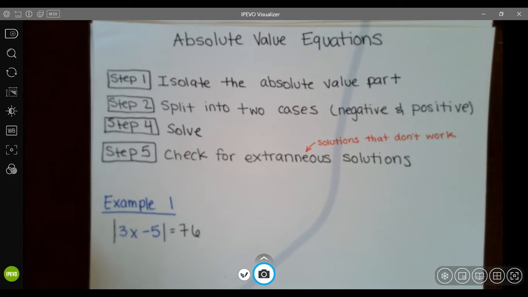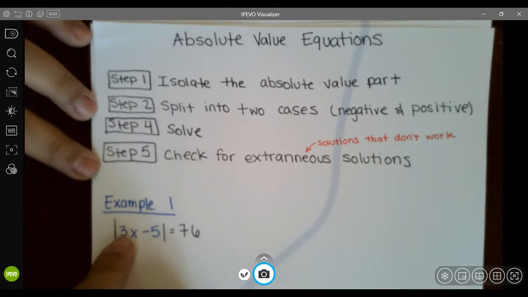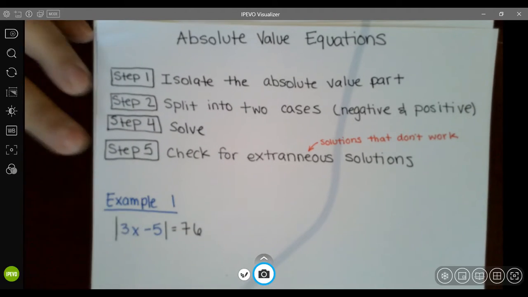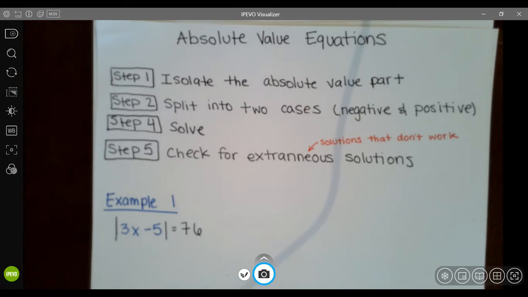So today we're going to go over absolute value equations, and here are the steps that we're going to take. Step 1, we're going to isolate the absolute value part, so that's this part. Step 2, split into two cases, negative and positive. Our next step, step 4, we're going to solve. And our last step, we're going to check our solutions for extraneous solutions.